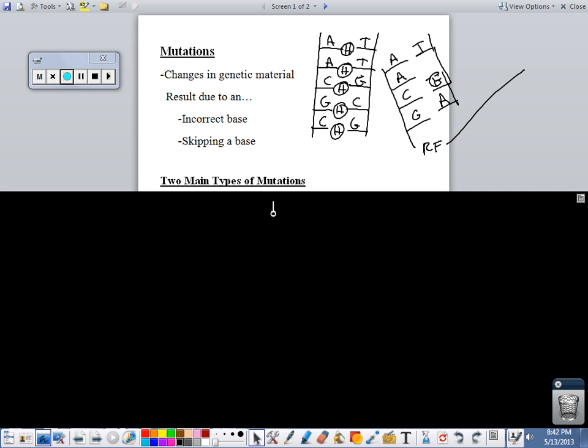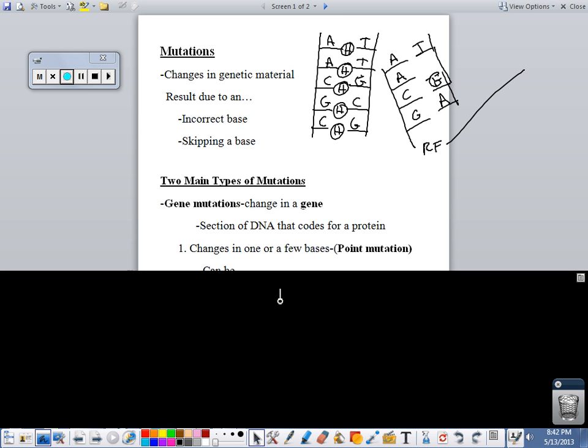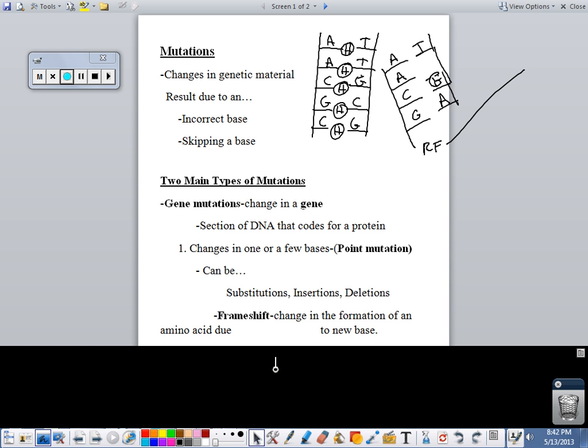But there are two types of these mutations. The first one we're going to look at is gene mutation. This is a change in a gene. Now, a gene is just a section of DNA that codes for a protein. So it could be 500 base pairs. It could be 100, 20, whatever it is. But it codes for a specific group of proteins that gets put together and makes something in your body.